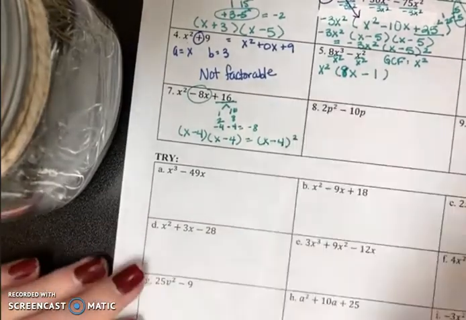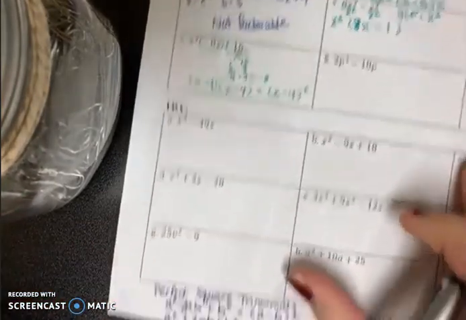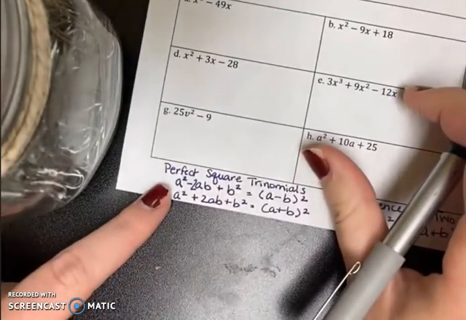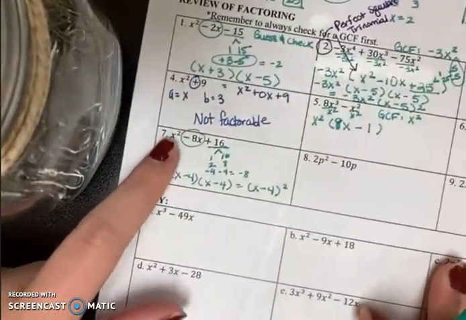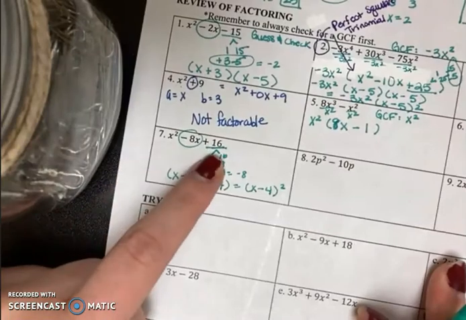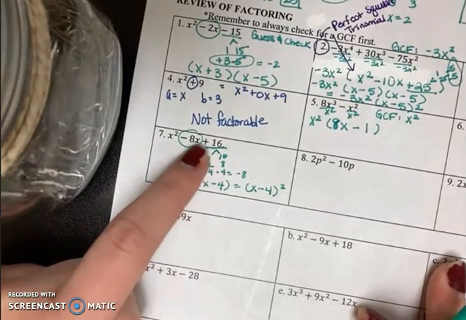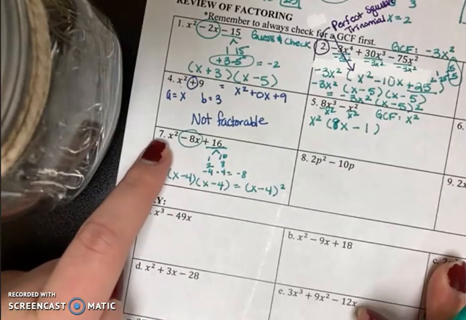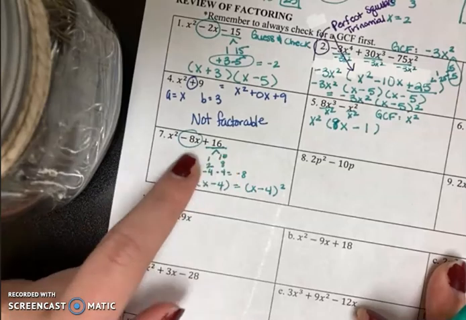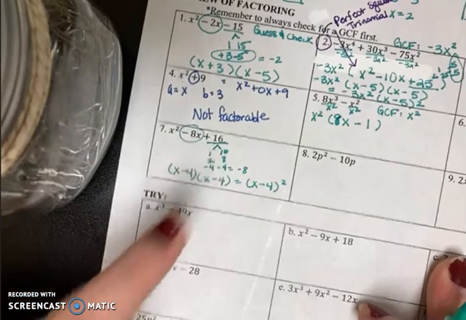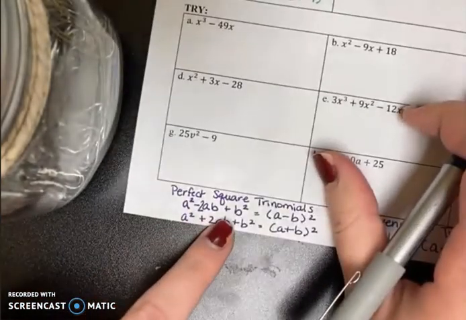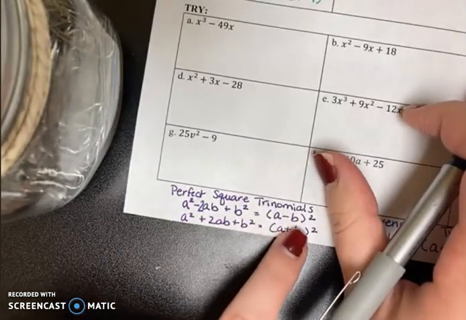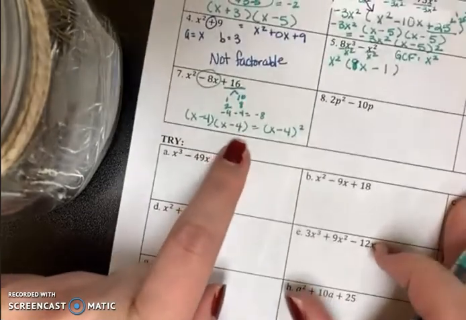Notice how I used guess and check here, but I could have also used a perfect square trinomial, because a would be x and b would be 4, and the middle term should be 2 times a times b. 2 times x times 4 does give me 8x. Because it's minus, plus, so minus plus, I know it's going to be a minus b squared. So x minus 4 being squared.